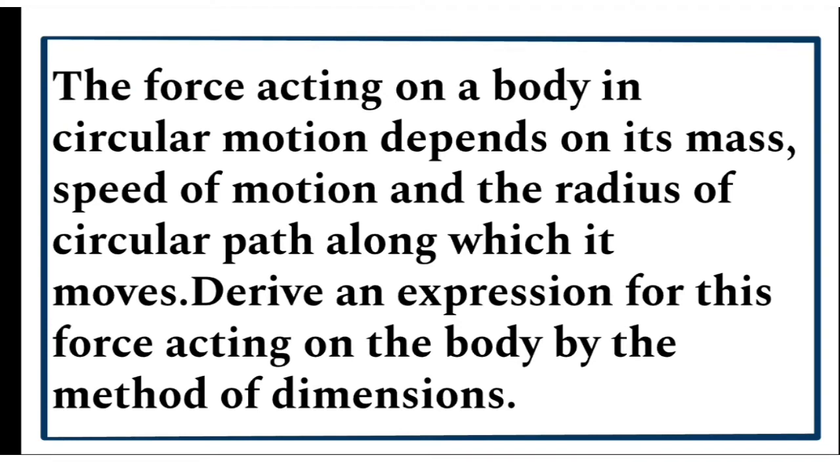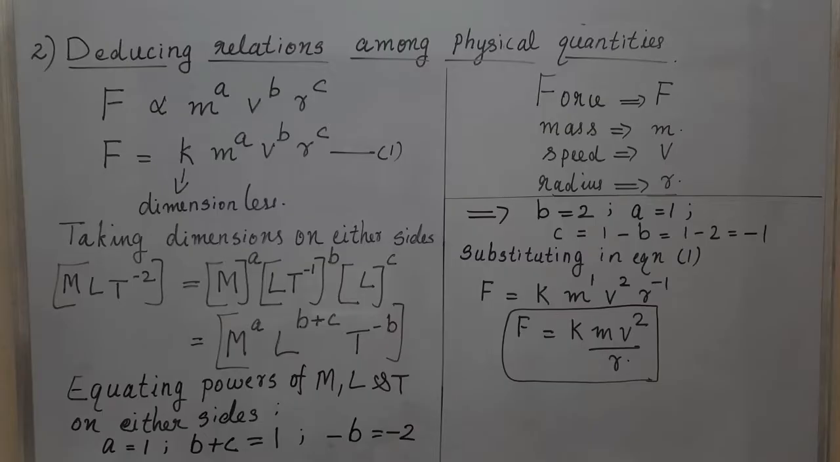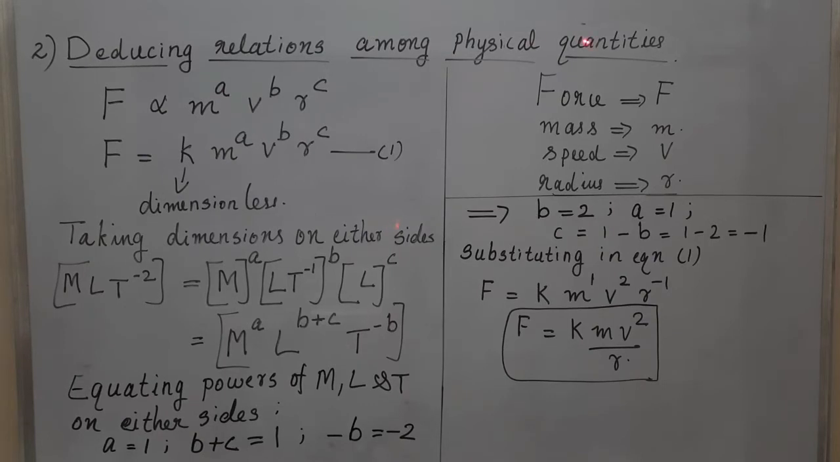The first question is, the force acting on a body in circular motion depends on its mass, speed of motion and radius of circular path along which it moves. Derive an expression for this force acting on the body by the method of dimensions. How to deduce the relations among physical quantities we are discussing with the help of an example.